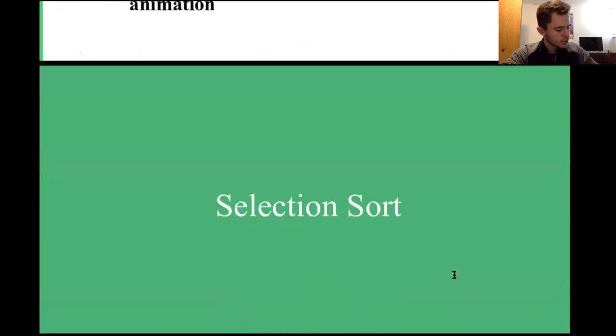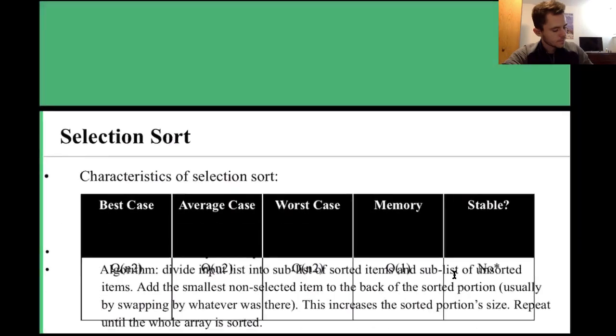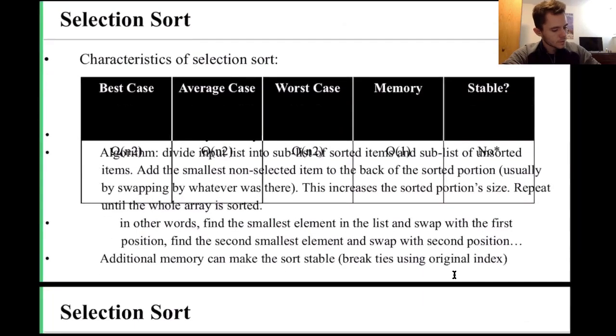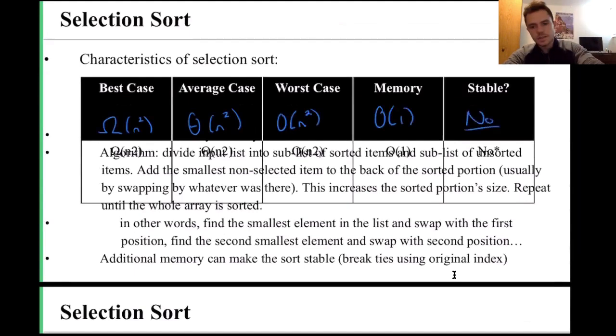So we're going to keep moving to selection sort, right? Characteristics of selection sort. Once again, my slides are not displaying super great. So basically we have best case n squared, average case n squared, worst case n squared. This can also be done in place. And is this stable? No, it is not stable.